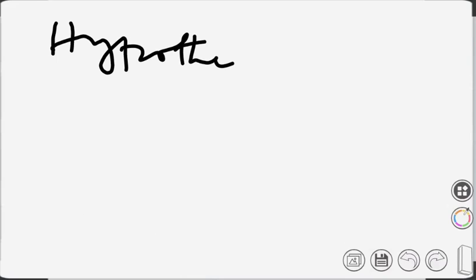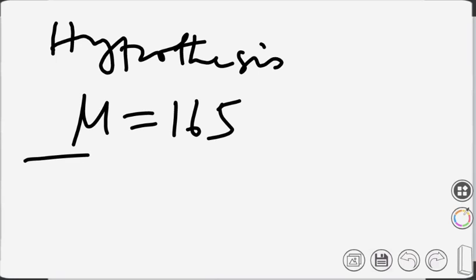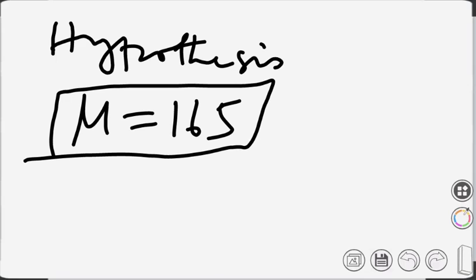Before going into the test, we will define certain terminology. First, let's define what is called a hypothesis. What is a hypothesis? Generally, a suggestion like mu equals 165 centimeter, that the population mean is 165 centimeter. This kind of suggestion, some suggestion about the population, is termed as a hypothesis.